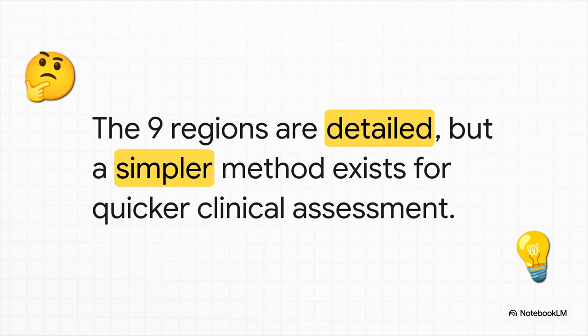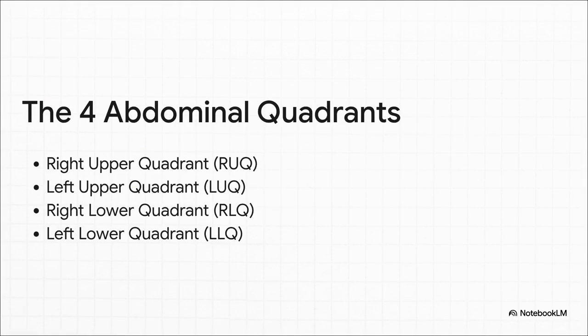Yeah, it's super precise. But can you imagine being an EMT in a noisy ambulance trying to remember if it's the hypochondriac or the iliac region? It's a little complex for a quick and dirty diagnosis in an emergency, which, of course, is why there's a much simpler way. For everyday clinical work, most professionals use a much simpler map. You just draw 1 vertical line and 1 horizontal line through the navel, and boom, you've got 4 quadrants. The right upper quadrant, left upper quadrant, right lower quadrant, and left lower quadrant. Simple, fast, and super effective for telling someone where it hurts.